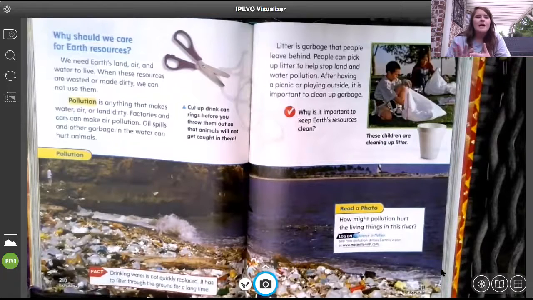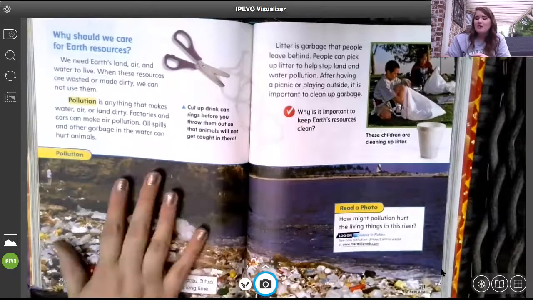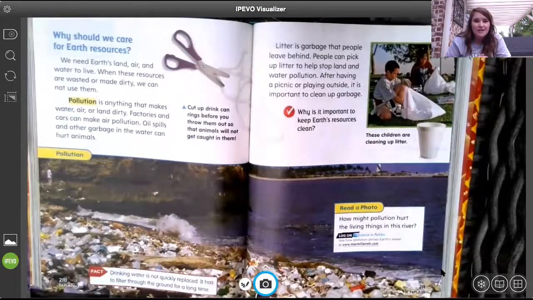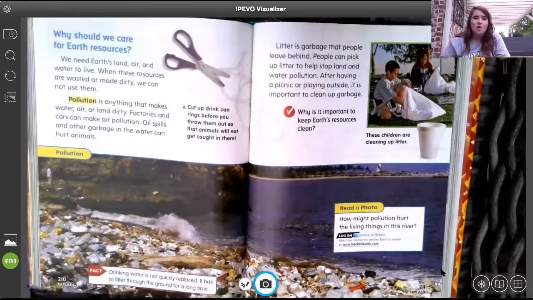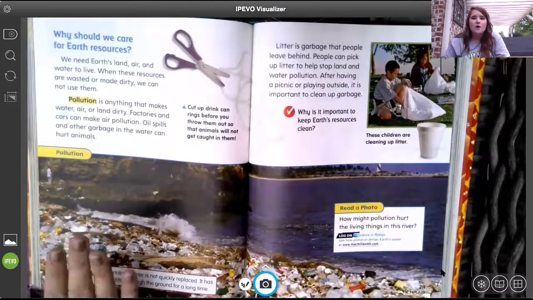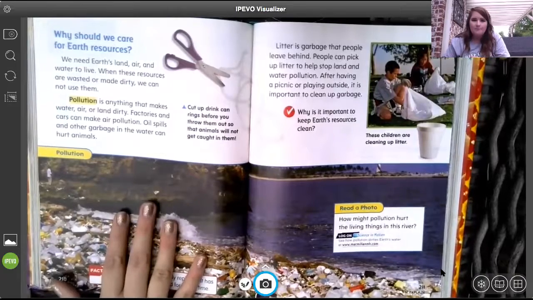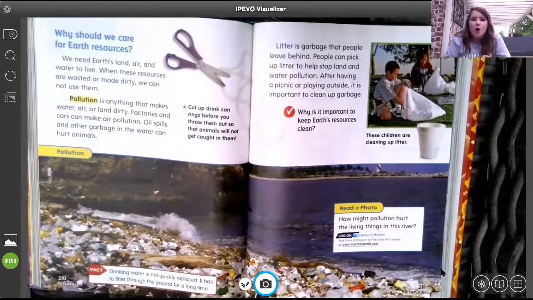Oil spills and other garbage in the water can hurt animals. So if you look sometimes, like in this picture, that ocean looks really dirty. The animals aren't going to be able to survive in that water. We can't turn that water into drinking water. So if you are polluting it, if you're making it dirty, then we're not going to be able to use it anymore. Litter is garbage that people leave behind.